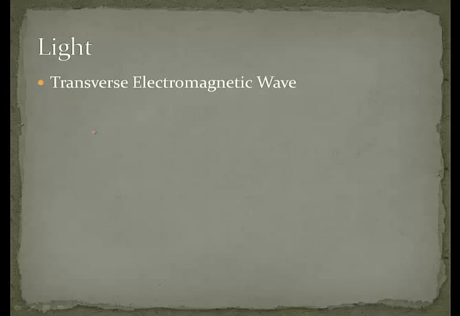Now, light. Light is a transverse electromagnetic wave, so it's a pulse of electromagnetic energy traveling through space as a transverse wave. It travels at an incredibly high rate of speed, 3.00 times 10 to the 8th meters per second, and that is a constant speed for light at any point in the universe.